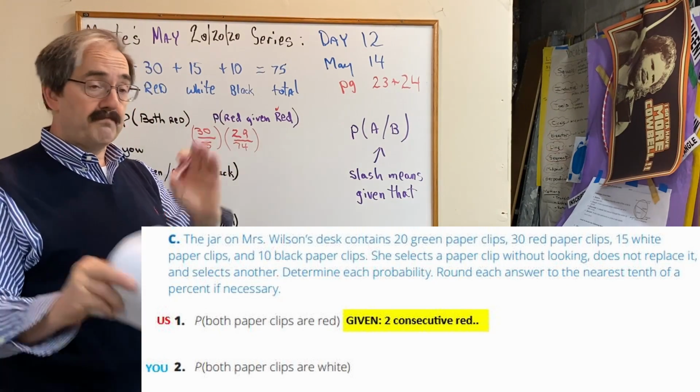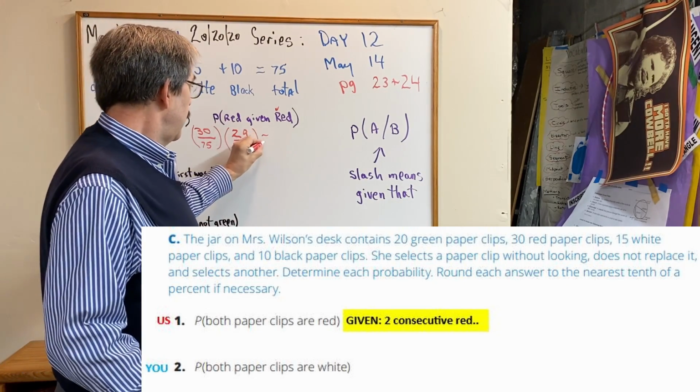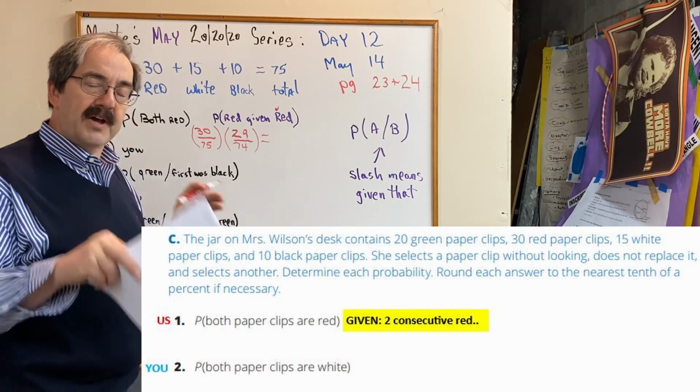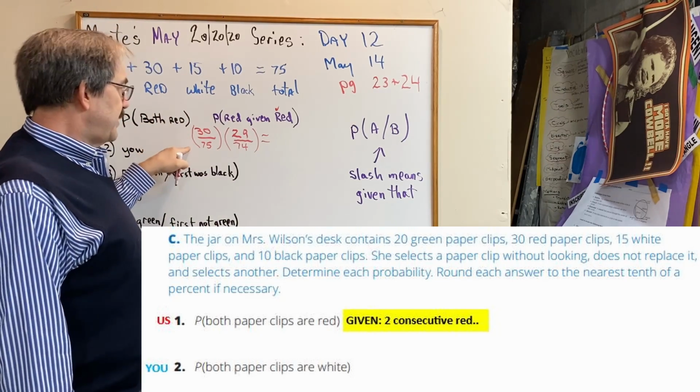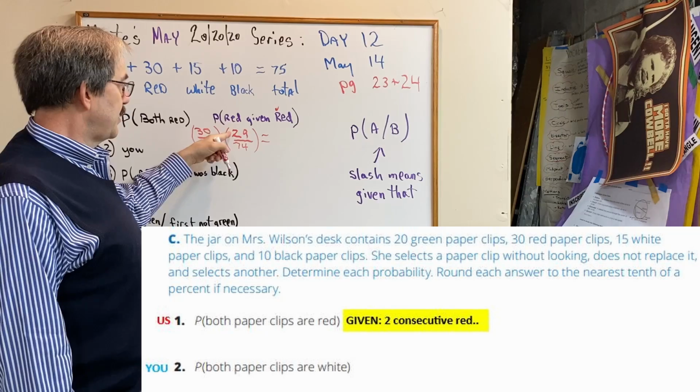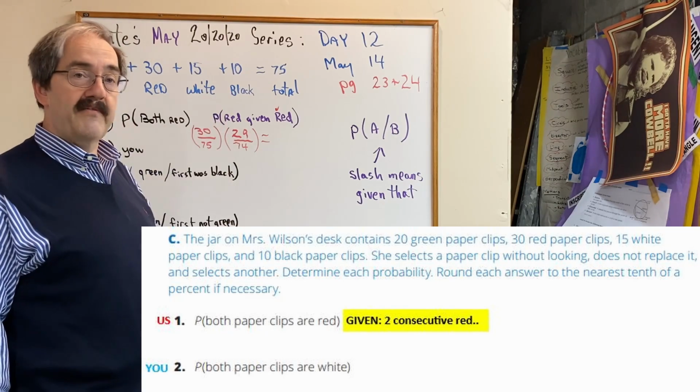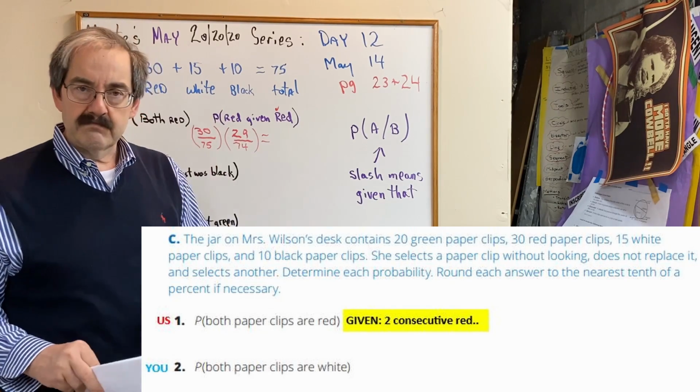It's a multiplication problem. Okay? Grab a calculator, do the math, but the concept: 30 out of 75, there was one less of the red, one less total, 29 out of 74. Do some math, get the answer.